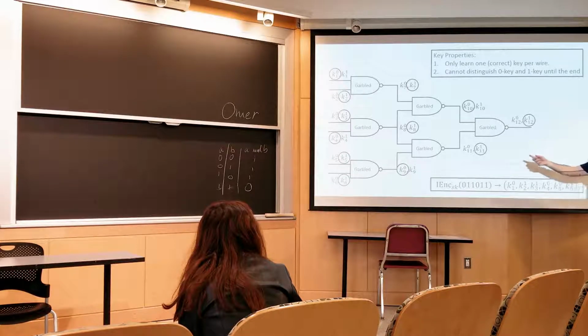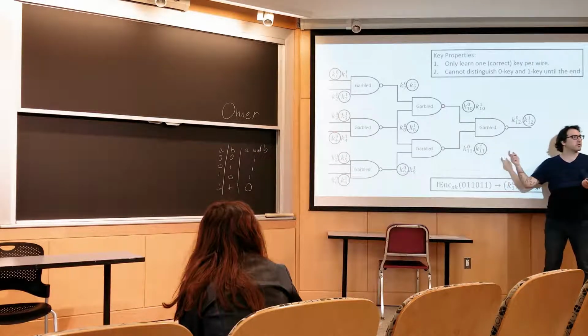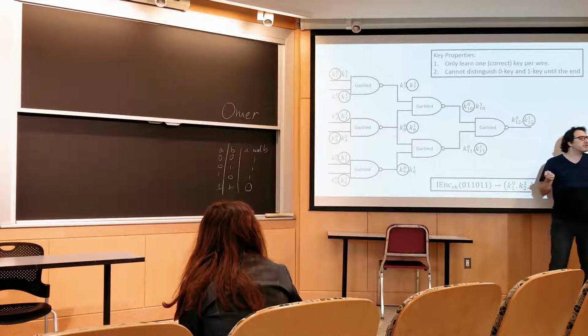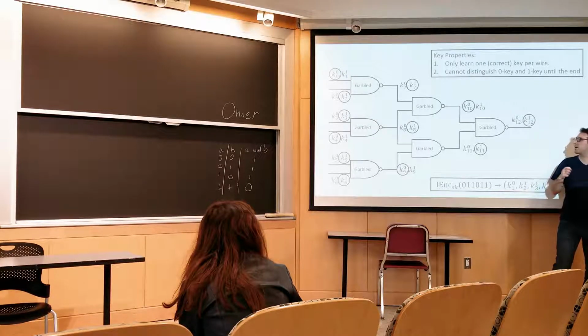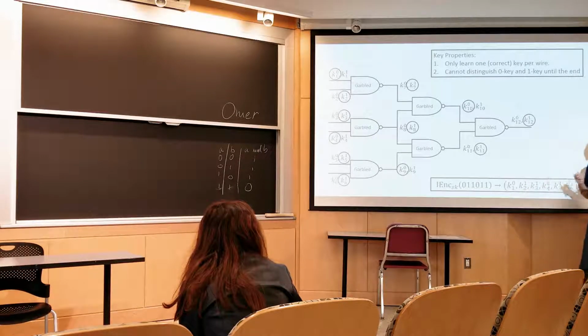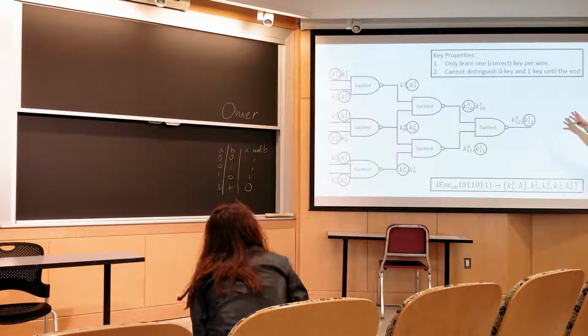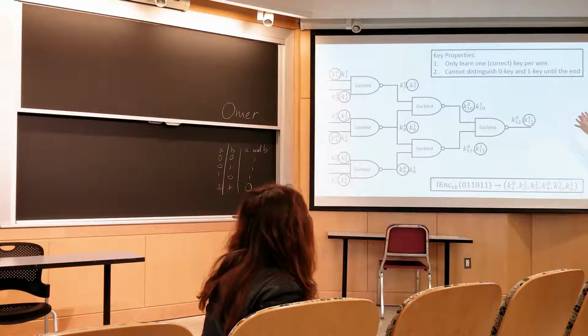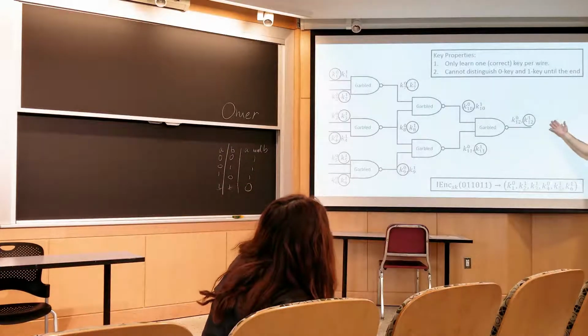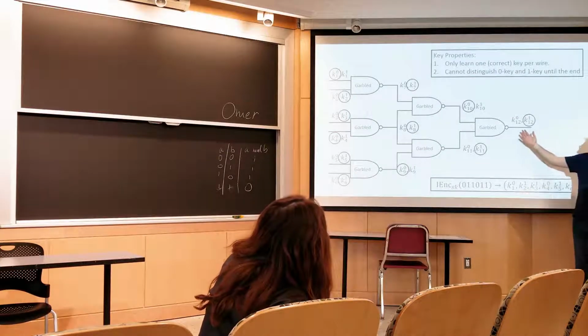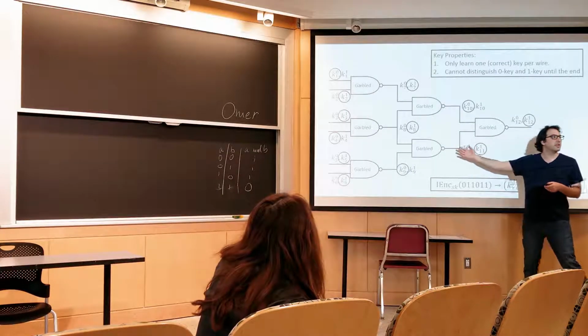So these keys are both random strings. You have one of them, you don't have the other. You have no idea if this is the 0 key or the 1 key. It's just a key. And at no point are we going to tell you which key you have. So you can't distinguish between the situation where you have the 0 key of some wire and the 1 key for some wire until the very end. Okay, so we don't want you to learn the intermediate values in the evaluation of the circuit.